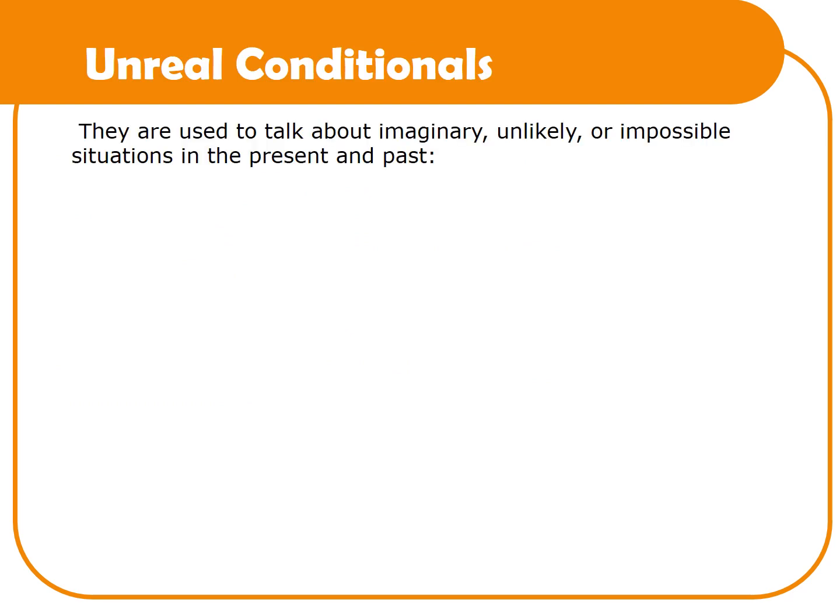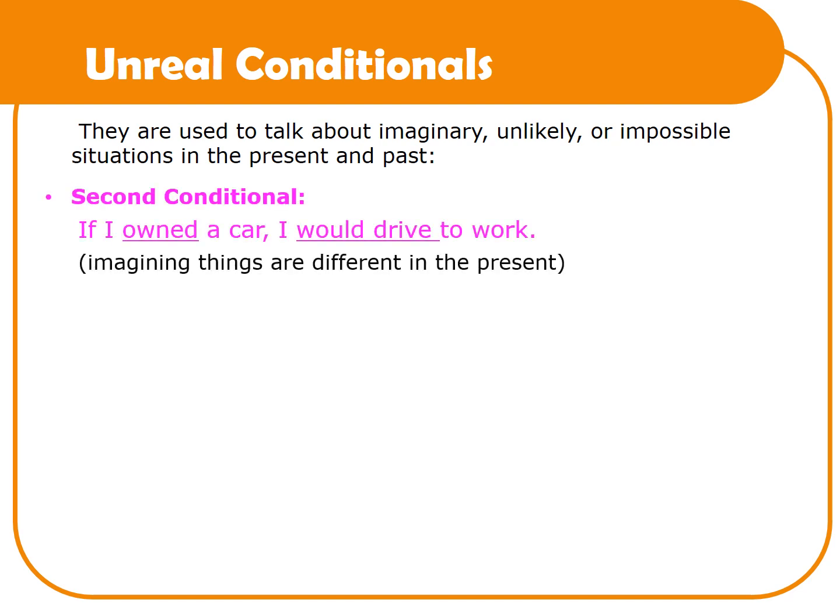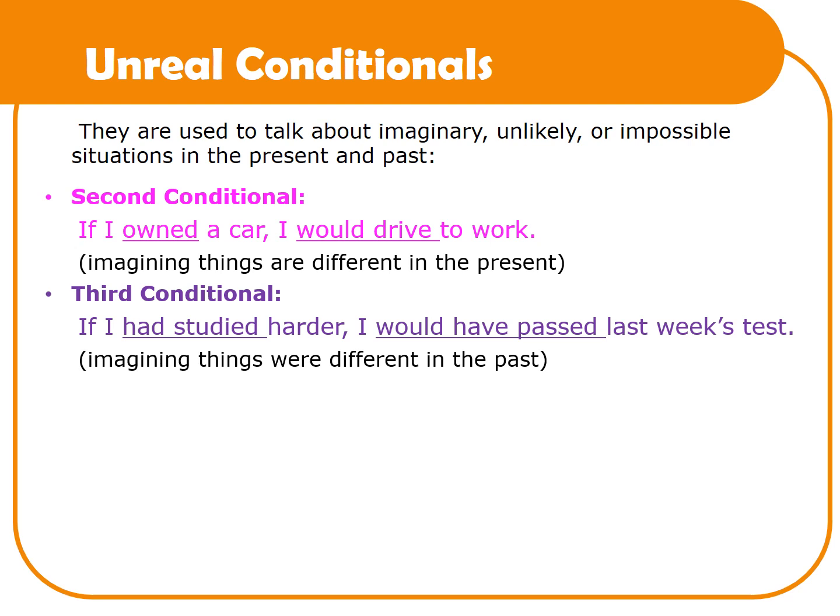Unreal conditionals are used to talk about imaginary, unlikely or impossible situations in the present or in the past. I'm speaking about the second conditional. If I owned a car, I would drive to work. So I imagine things that are different in the present. I don't have a car. The third conditional: if I had studied harder, I would have passed last week's test. So I imagine things were different in the past. It's not in the present.